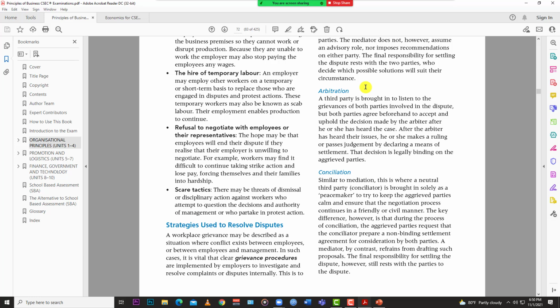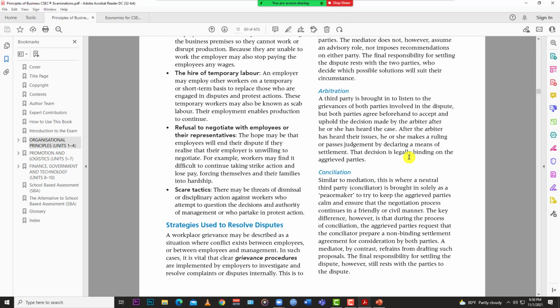So the third party is brought in to listen to the grievances, and after they hear the case, they make a decision, and whatever they decide, that would be the one. That's how they settle the dispute, right? The decision is legally binding on the aggrieved parties. So if they find that this person was unfair, and so they side with this person, the other has to agree with that one, because they agreed beforehand. They say whatever the arbiter says, we're going to agree to.